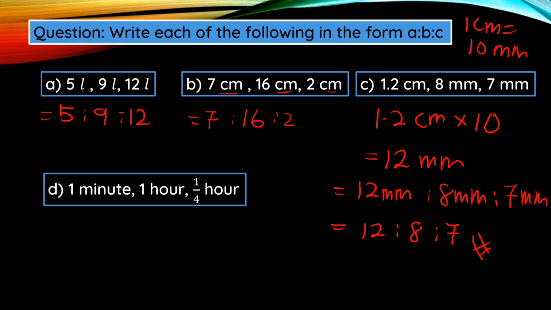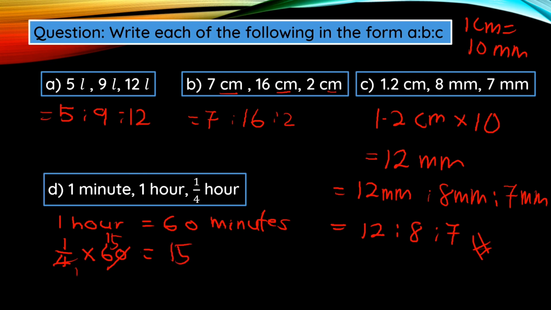Now let's look at this one. D: 1 minute, 1 hour, and 1 over 4 hour. 1 hour we can convert to minutes, and 1 over 4 hour we also can convert to minutes. 1 hour, if we convert to minute, is equal to 60 minutes. 1 over 4 hour, if we want to convert it to minute, we multiply it by 60, and you will get 15 minutes.